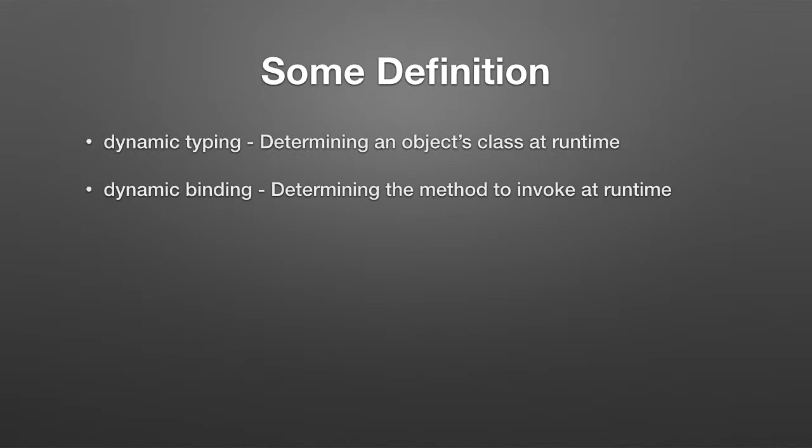Dynamic binding: determining the method to invoke at runtime. Well, if I'm determining the class of the object at runtime, obviously I'm determining the method to invoke at runtime. Now, in an object-oriented system where you have inheritance and polymorphism, obviously you need some degree of dynamic typing and dynamic binding.